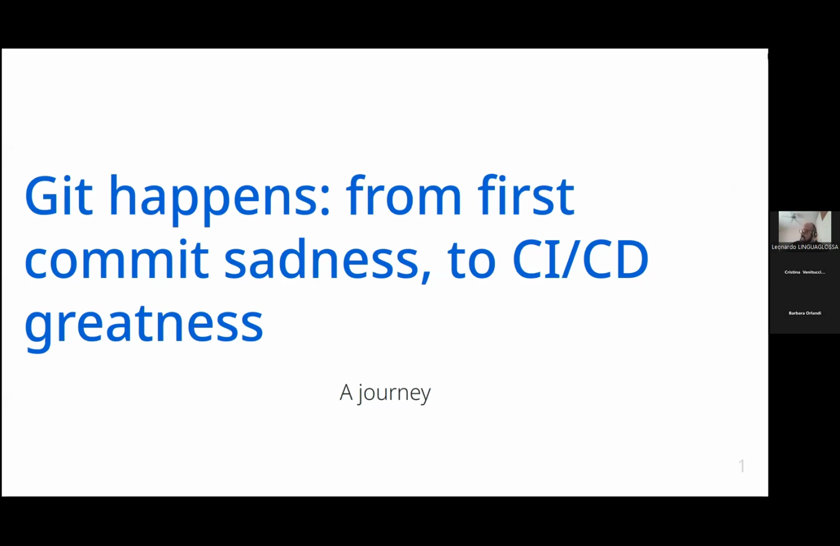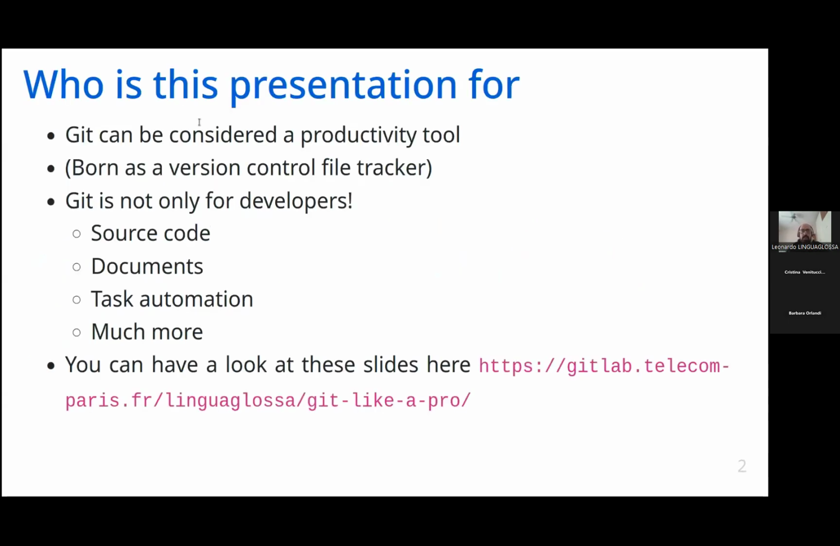It's the very last day before the holidays, and this topic about Git is something that I had the intention to cover for a few reasons. First, it is important to consider who this presentation is for, because we know that Git is a productivity tool. It was born as a version control for tracking modifications of files. But I want to underline that Git is not only for developers. It is true that you can work on source code, but you can also work on documents. You can also work on task automations. You can do much more than just editing files.